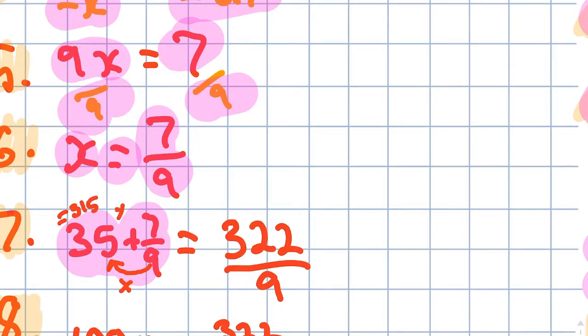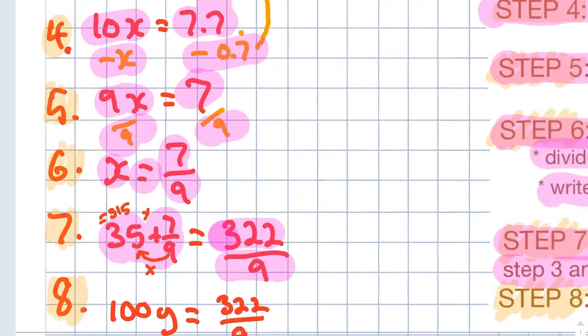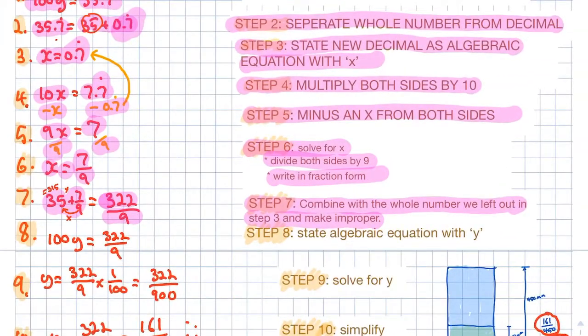And then we want to add this 7 here because 35 is the same as 315/9. And then we've also got this 7/9, so it's going to be 315/9 plus 7/9 is going to equal 322 over 9.